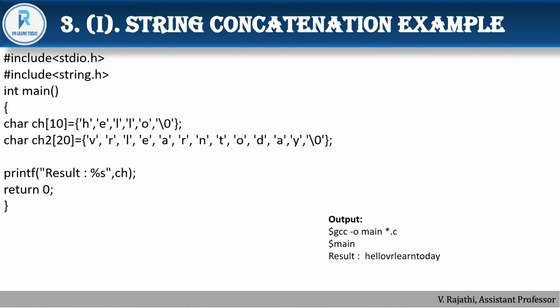So this is the live example: string.h and then the main function. Here I am just declaring two strings, and after that we give strcat ch comma ch2. If you try to print the result, the result will be "hello we all learn today".